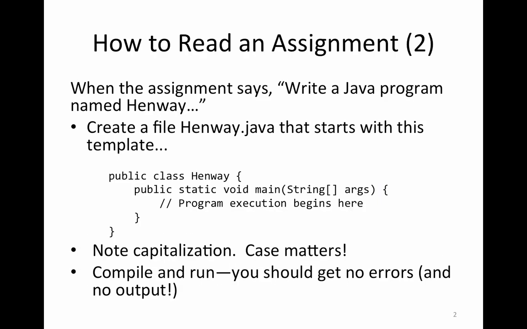So when an assignment says write a Java program named such and such, like Henway, then you need to do a couple of things. Again, create a file that will be named henway.java, start writing a class, public class Henway, but inside the class, since now you need a program and not just a class, you need to write a main method. Now, if you compile and run it, none of those times will give you an error, because now there is a main method inside the class.